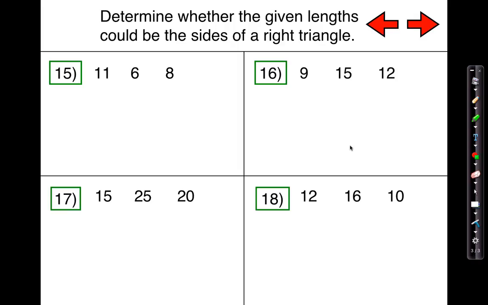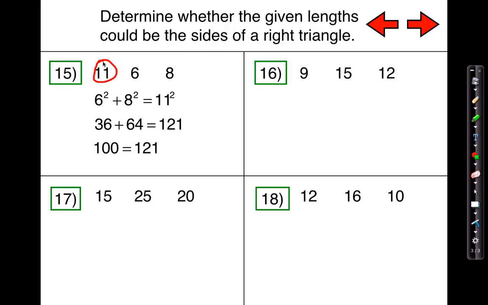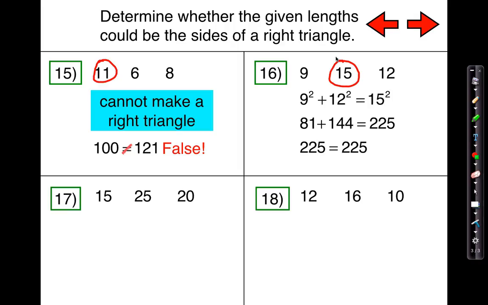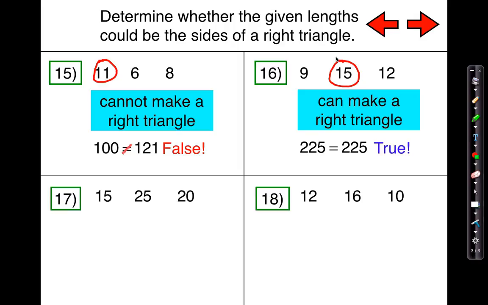Okay, so let's see how well we did. Here, 11 was your hypotenuse. So you would plug it into your formula and find out that it was a false statement, which means it's not going to create a right triangle. Number 16, with 15 as our supposed hypotenuse, plug it into our Pythagorean theorem, we find that we do end up with a true statement, which means it will make a right triangle.